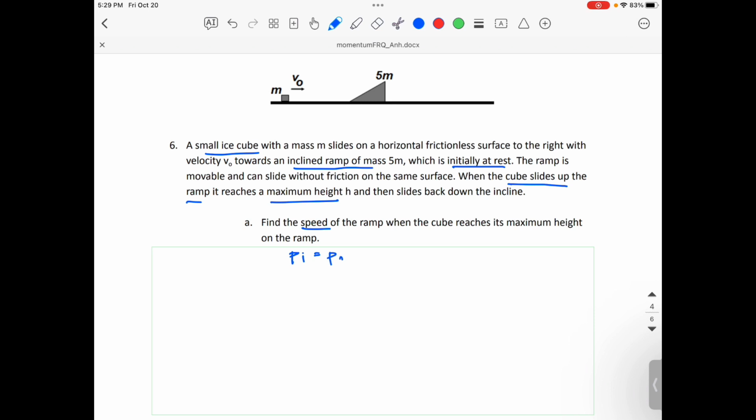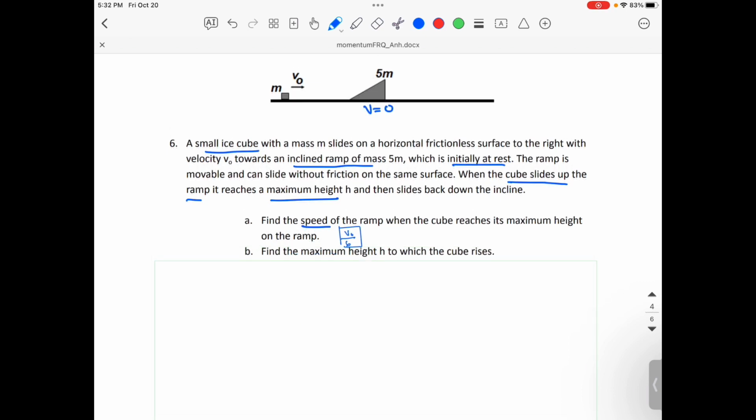P initial equals P final. The ramp is at rest, so the initial momentum is just the mass of the ice cube times v naught, and then the final momentum is the combined masses times v final. All we have to do is solve for v final, and that is equal to m v naught over 6m, which gives us v naught over 6.